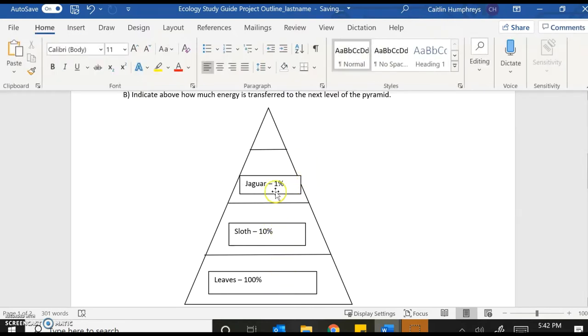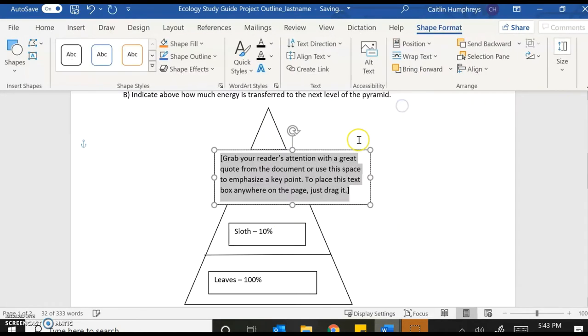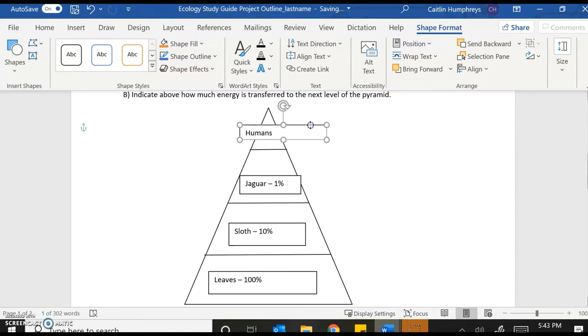Now, if you only have these three levels, you're like, well, Miss Humphreys, we need an apex predator. Yeah, we do. Great comment. We're going to go with humans because we're the worst. We have made everything extinct. We have exiled most animals. So we're going to go with humans as the apex predator because we're awful. And 10% of 1 is 0.1%.